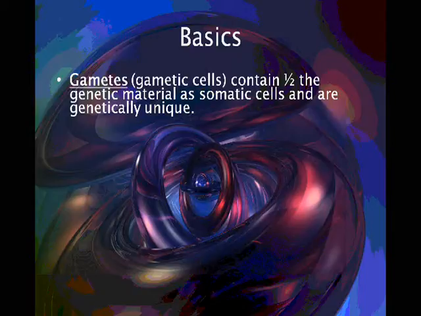They contain half the amount of genetic material as somatic cells do. Not only that, but they're also genetically unique. So as in mitosis, when we made exact duplicate copies of the parent cells, in meiosis, we're making genetically unique cells, which will be used to make offspring.